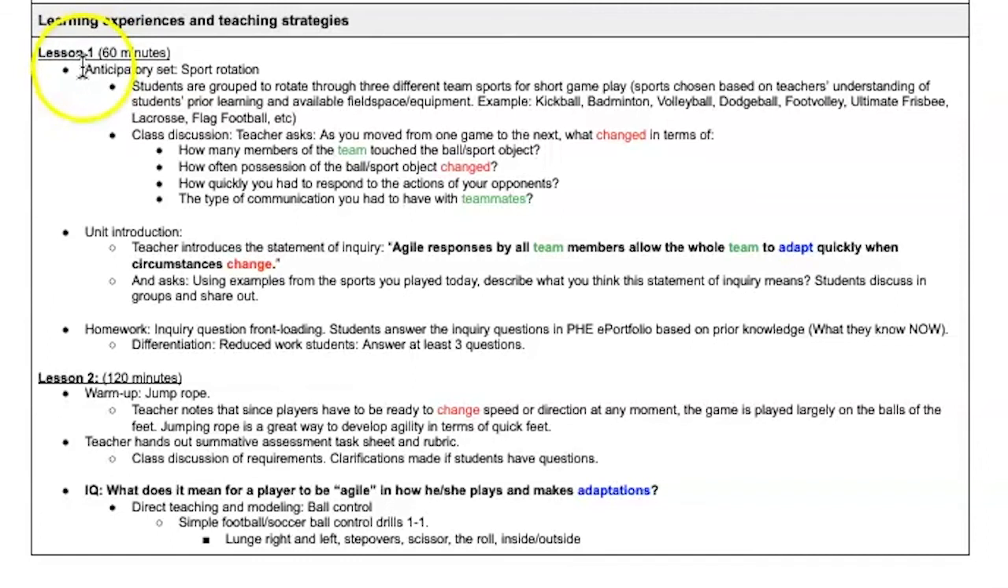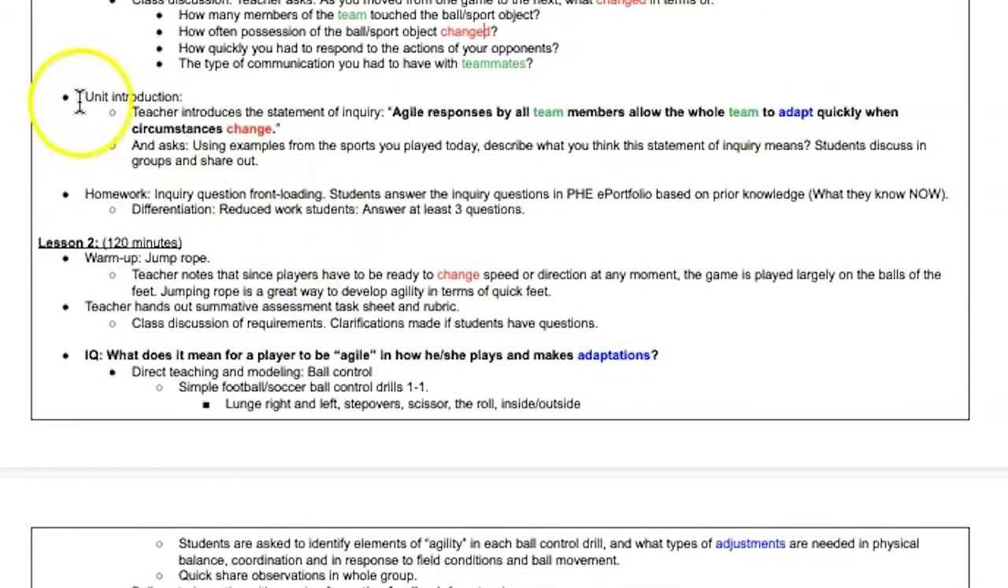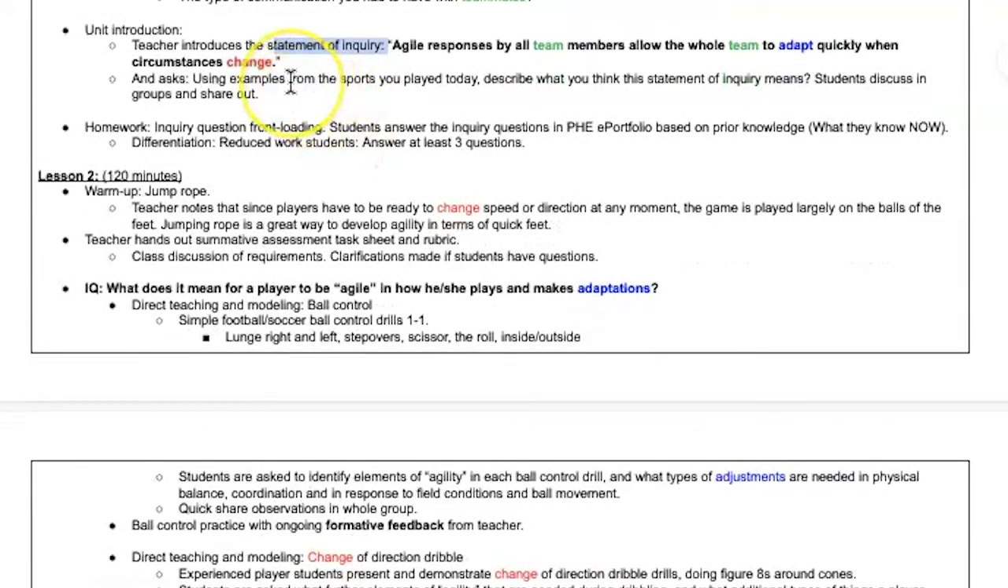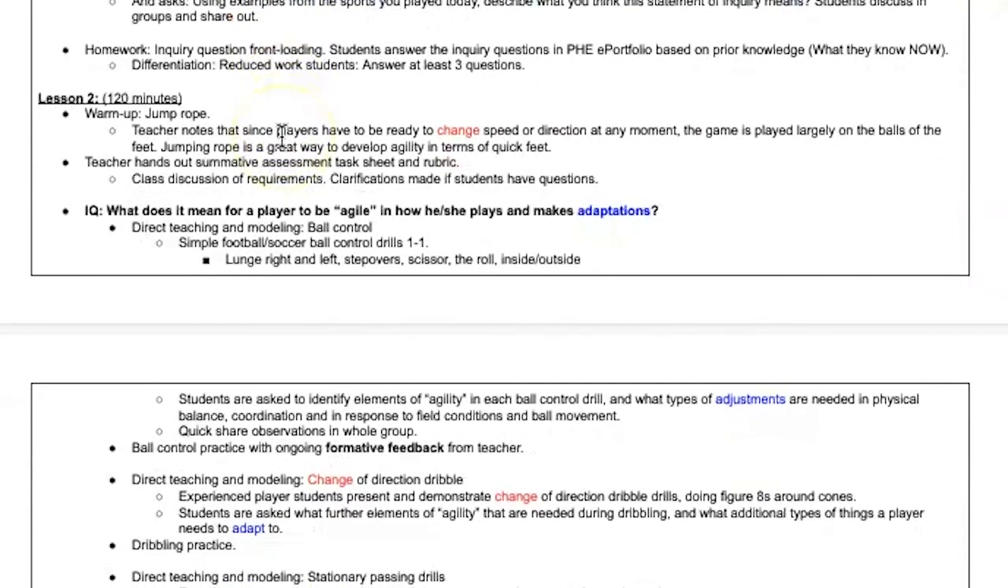So you can see that this unit started out with an anticipatory set where students are getting engaged with the unit. They're starting out with a discussion and they're already getting into some of the concepts. Then the unit introduces the statement of inquiry. Maybe they're asked to tap into prior knowledge about ideas within that statement of inquiry or what they just experienced so that they can already start thinking about that statement and how it's going to frame the unit.